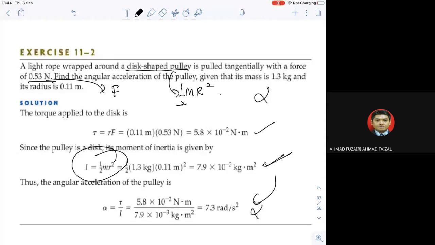Look at the question thoroughly because sometimes you miss one word. Let's say you miss angular, and then you just calculate a, so that will give you wrong answers. So make sure you look carefully at the questions.